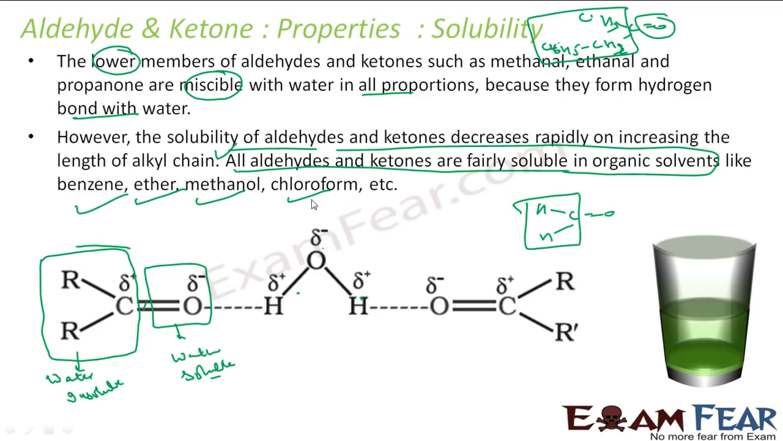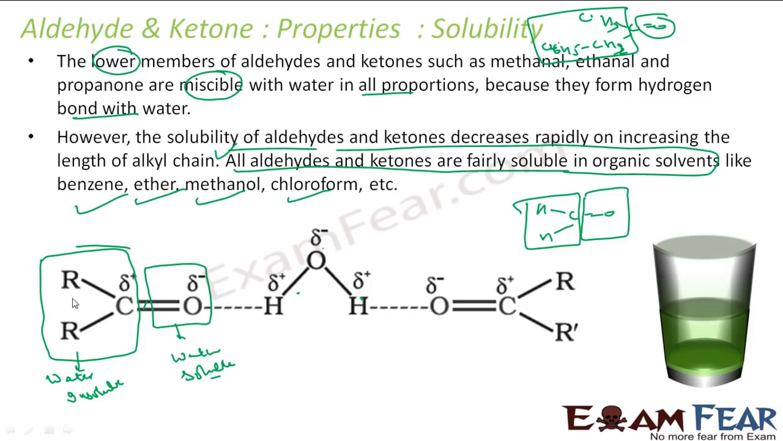Correct? So just understand that lower aldehydes and ketones are soluble both in water and organic solvent because they have this water solvent part and organic solvent part, right? So they are soluble both in organic solvent and water. But if you see the higher members, they are not soluble in water because the water solvent part is very small and the organic solvent part is pretty big. So they are not soluble in water, but they are still soluble in organic solvent. In fact, they are more soluble in organic solvent.